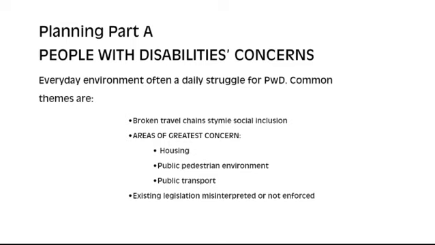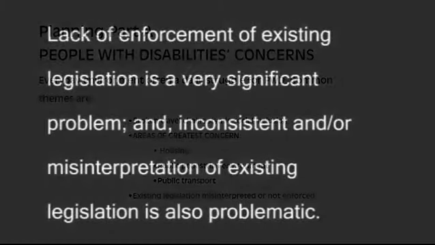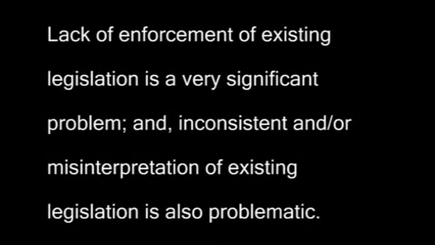Social inclusion is stymied by the inability to navigate broken travel chains. Housing, the public realm pedestrian environment and public transport are the areas of the built environment of greatest concern. Lack of enforcement of existing legislation is a very significant problem, and inconsistent and/or misinterpretation of existing legislation is also problematic.